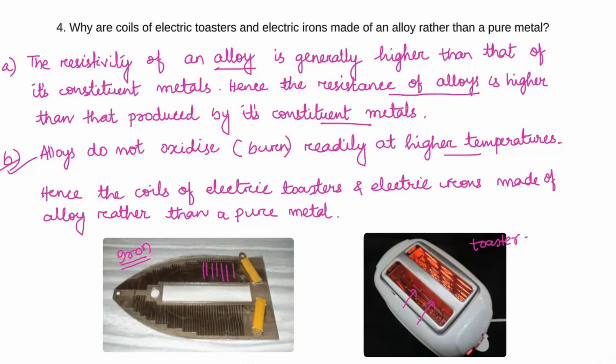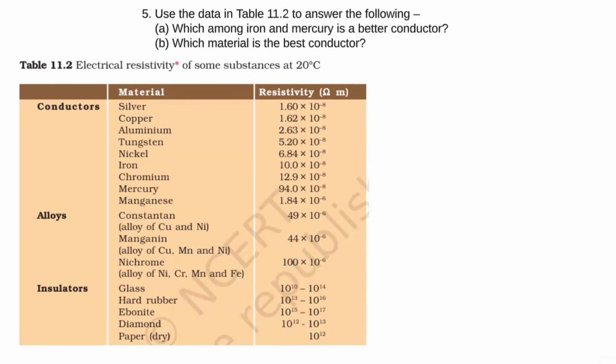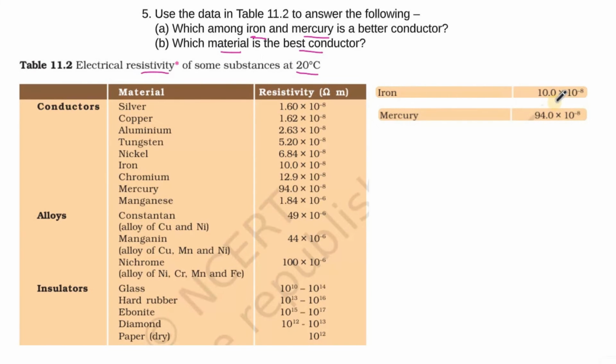Let's go over to the next question. Use the data in table 11.2 to answer the following questions. Which among iron and mercury is a better conductor, and which material is the best conductor? So let's write down the resistivity of iron and mercury from this table. The value of resistivity of iron is 10 into 10 to the power minus 8 ohm meter, and the resistivity of mercury is 94 into 10 to the power minus 8 ohm meter.